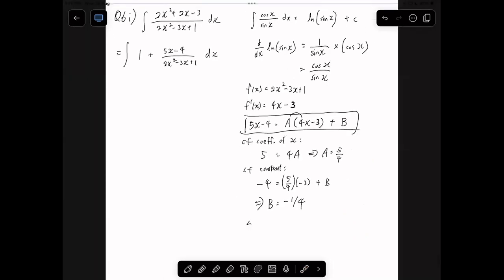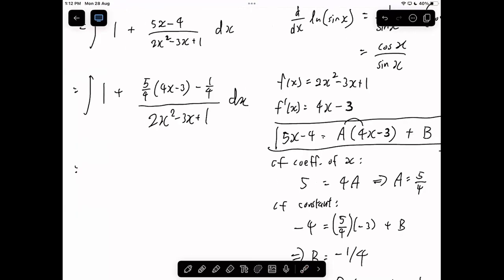Then, so what does it mean? It means 5x minus 4 can be rewritten as a, which is 5/4, multiplied by the 4x minus 3. Then you add on a -1/4. Okay? Yes, no? So now you replace the numerator with the 5/4 times 4x minus 3, and then you minus away 1/4, all divided by that denominator, 2x squared minus 3x plus 1. Yes. Okay, now you have to integrate term by term.